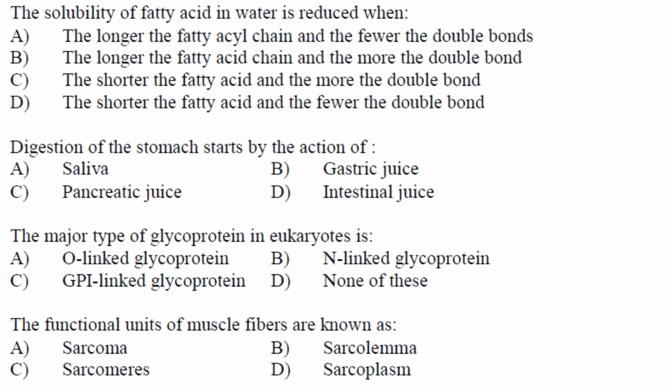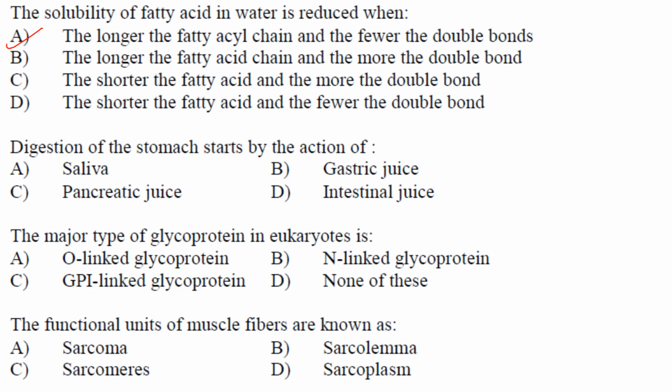The solubility of fatty acid in water is reduced when the fatty acyl chain is longer and the double bonds are fewer. So longer fatty acyl chains interact more strongly with each other, thereby reducing water interaction. Then fewer double bonds again result in the presence of more saturated chains. And saturated chains pack more tightly, forming crystals and thereby exclude water. So solubility of fatty acid in water is reduced when the fatty acyl chain is longer and double bonds are fewer. Fewer double bonds means more saturation.